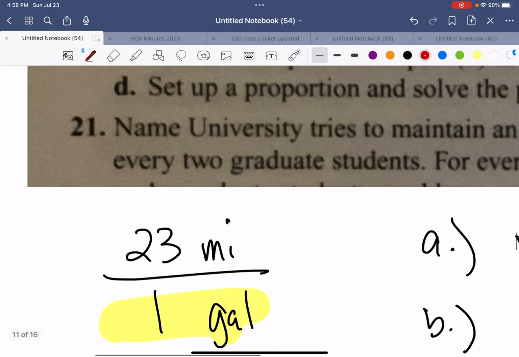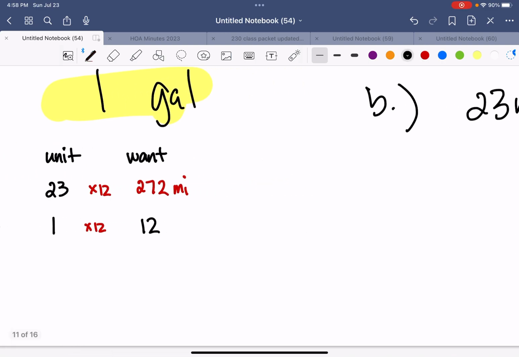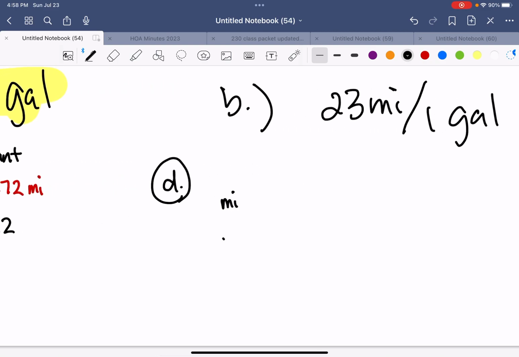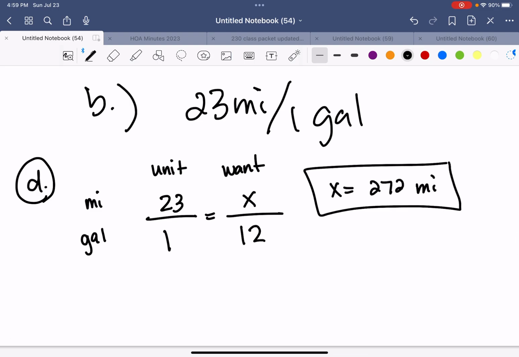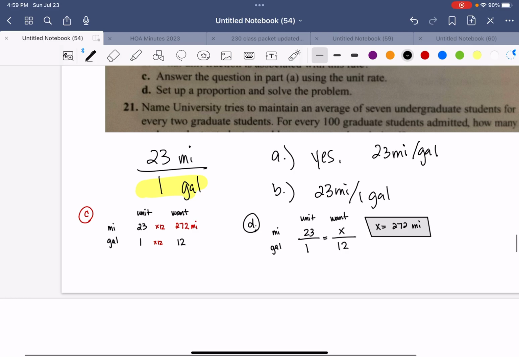And the second one is to set up a proportion and solve the problem. So this is part C. And alternatively, if we wanted to set up a proportion, I would do the exact same thing, only I would have miles, gallons, unit, and what I want. And then I'm going to set it up this way with my two equal fractions. That's my proportion. So 23 per 1 gallon, and then we want how many miles it will take to go 12 gallons. And then you cross multiply and you get that x is 276 miles. Right? So same exact thing, just set up and shown slightly differently. So don't let that throw you off when they ask for different strategies.